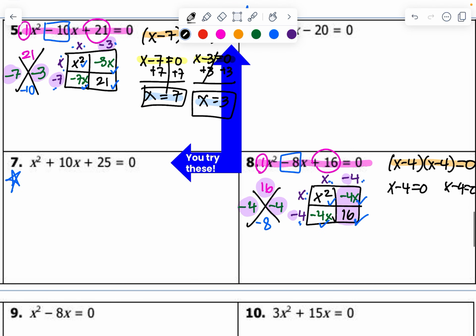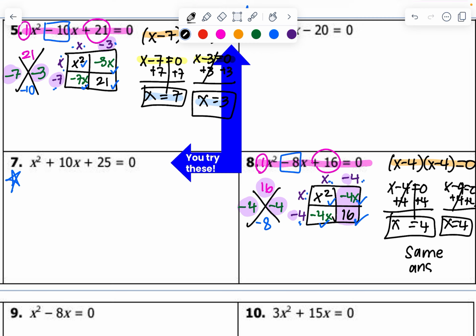You might be wondering what happens when they're the same equation set equal to 0. The math's just exactly the same. It's super easy, so don't stress about it. You just get x equals 4. So it's really one answer that's the same answer, and that's totally okay. So again, set our equation equal to 0, factor it, set each factor individually equal to 0, solve them to get x.